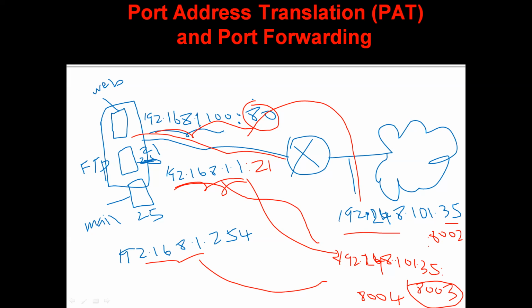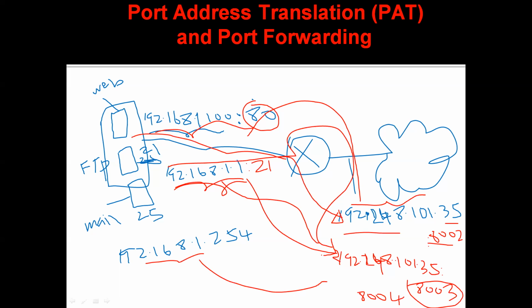The IP address sent to this port, sent by this IP address, the same public IP address but a different port. This traffic only goes to this part. The FTP server sends packets from the local site to the global side, going to this part. This is port address translation.